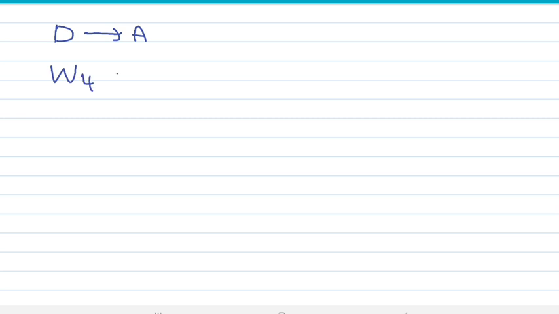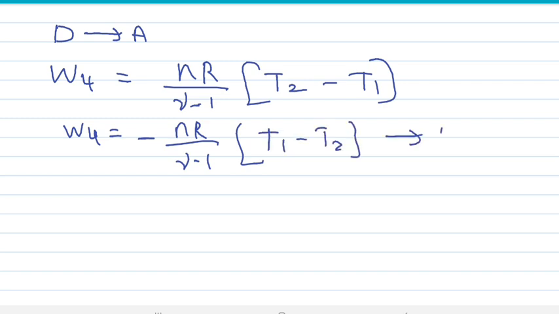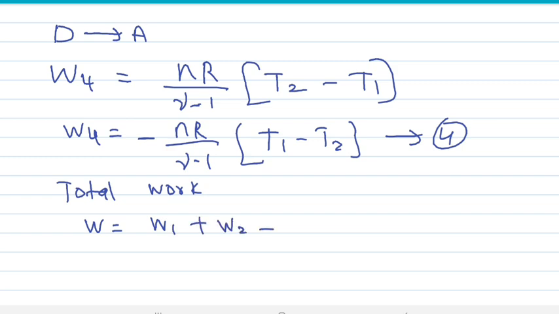Work done W4 is equal to nR by gamma minus 1 into (initial temperature T2 minus final temperature T1). We can reverse this, and we will get W4 is equal to minus nR by gamma minus 1 into (T1 minus T2). So we got the fourth work done here. Now the total work is given by adding all the work here: W is equal to W1 plus W2 plus W3 plus W4. So adding all the work, you will be getting the total.